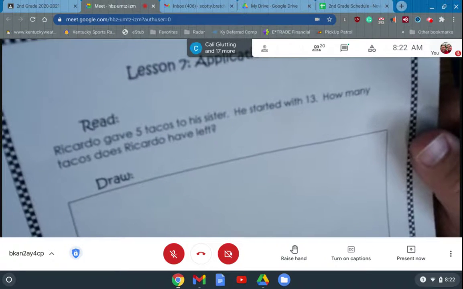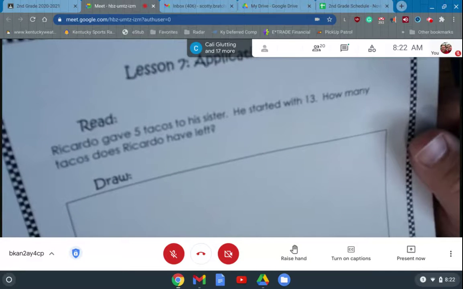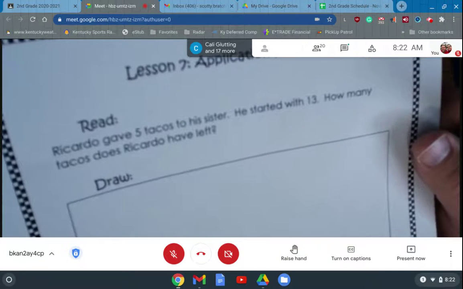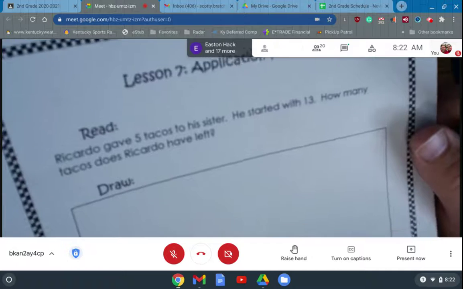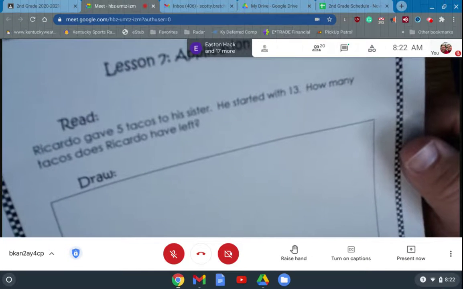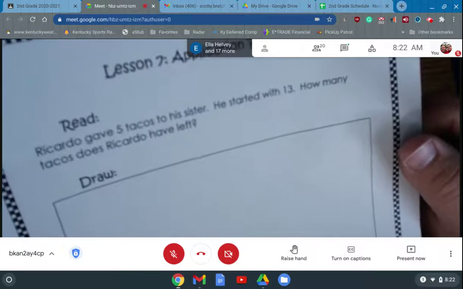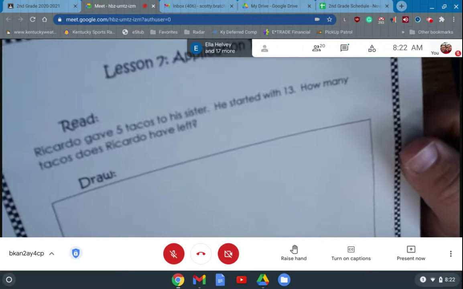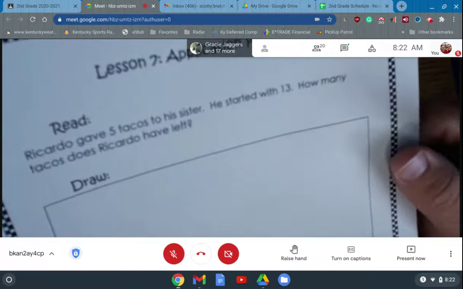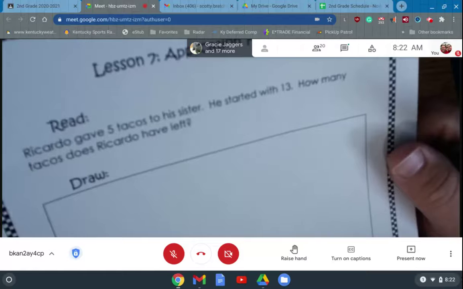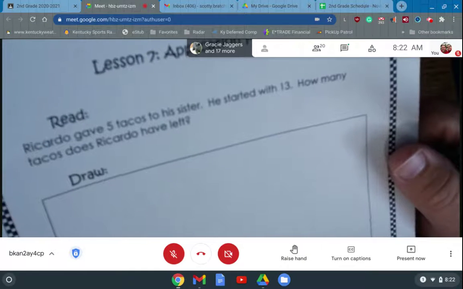Ricardo gave 5 tacos to his sister. He must be a good brother, right? Okay? He started with 13. Well, no wonder he gave some away. Who could eat 13 tacos? Woo! All right. How many tacos does Ricardo have left?